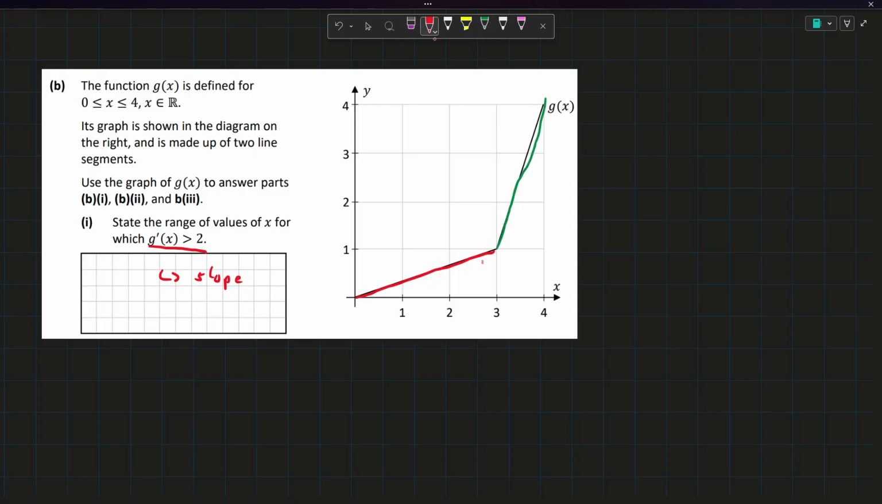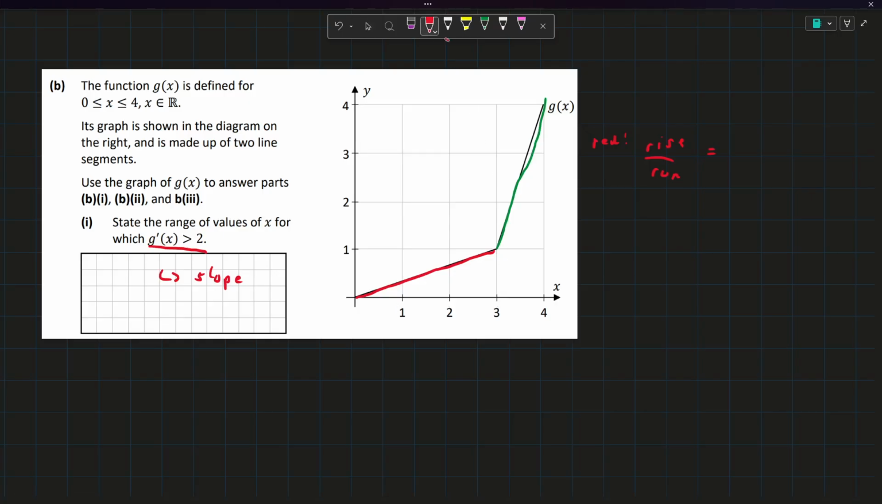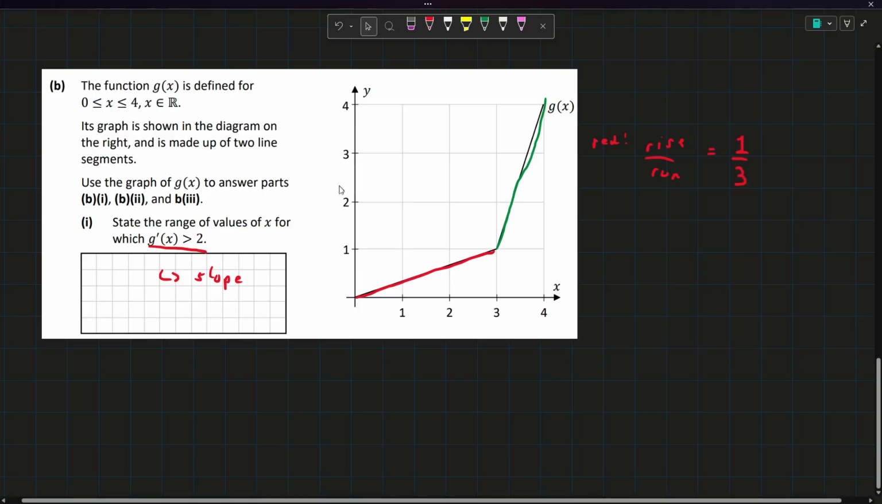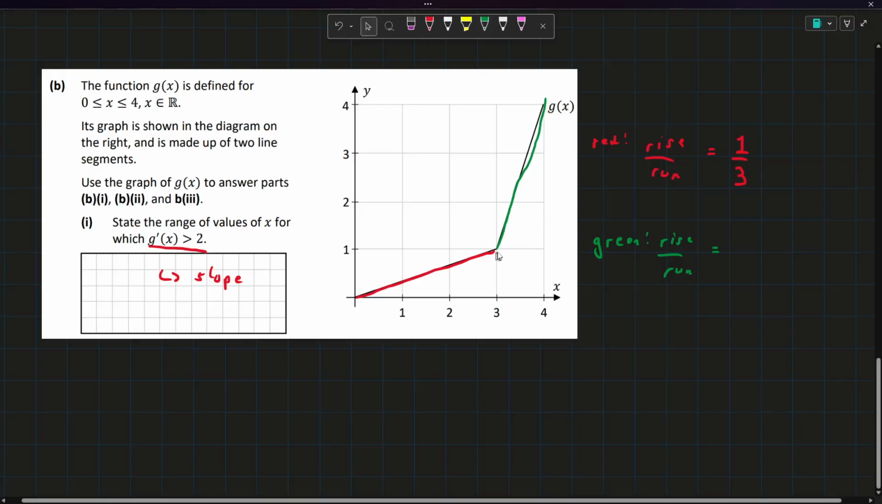So let's see, what is the slope of that red line? Well, for the red line, the slope is, of course, rise over run. And you can see that it increases by 1 unit here, but the run is 3. So for every 3 units it goes across, it increases vertically by 1 unit. So for every 1 rise, there's a run of 3. So clearly at this point, g prime of x is not bigger than 2 because this is less than 2. So let's have a look at the slope of the green line. For the green, again, we're going to have rise over run. You can see that it rises by 3 units when the run is 1 unit.